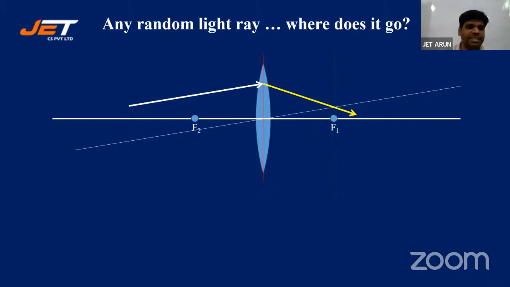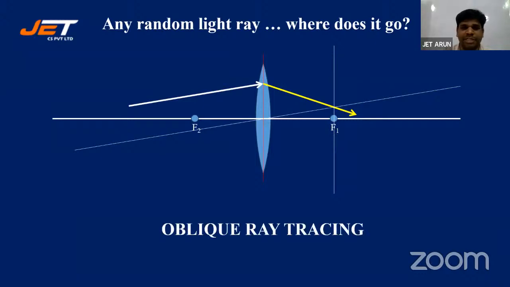Yes, Riya Nayak. Excellent. Yes, you're absolutely right. So this ray tracing is called oblique ray tracing. It is called oblique because the ray is not parallel to the principal axis as before. We did parallel ray tracing earlier in 3 cases, but this one is oblique. So that's why it's called oblique ray tracing.